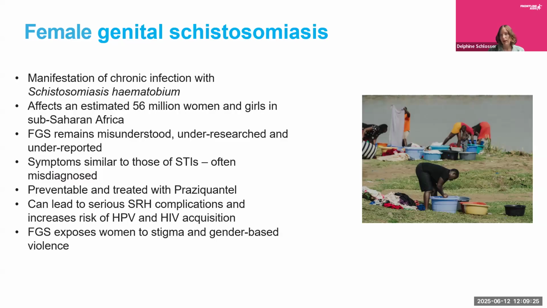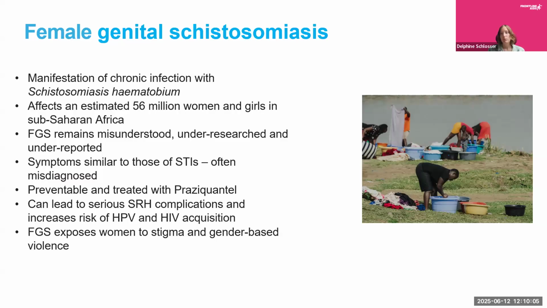FGS really affects many women. The World Health Organization estimates that up to 56 million women and girls are living with FGS in sub-Saharan Africa. But it remains quite poorly known and also very underreported. The symptoms of FGS may include abnormal vaginal discharge, pelvic pain, genital burning, pain during intercourse, etc. So they're very similar to those of sexually transmitted infections. But schistosomiasis is preventable and treatable with a medication called praziquantel.